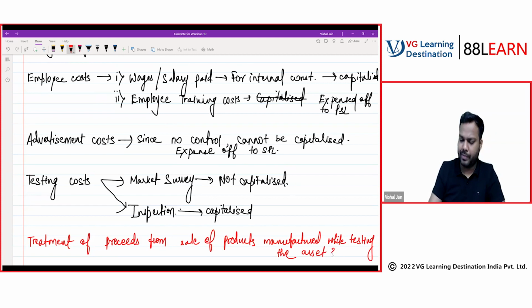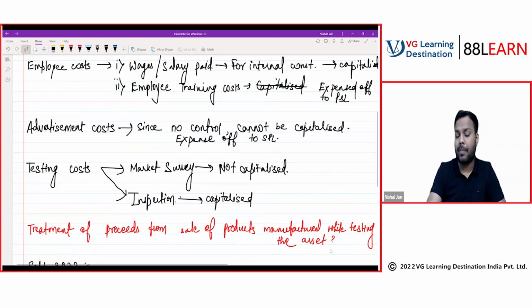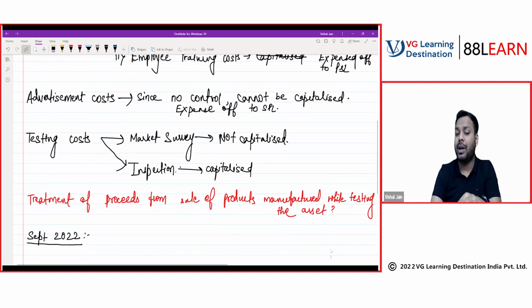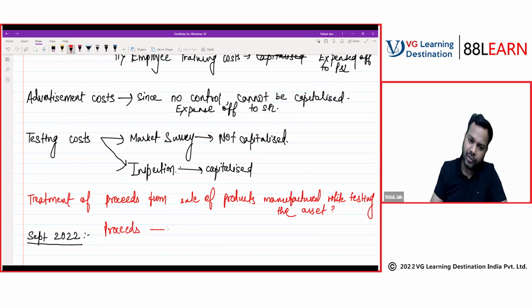While testing the asset, prior to September 2022, we used to say that this will be adjusted with the cost. Basically, we will reduce it from the cost of the asset. But in September 2022 there is an amendment which says that the proceeds have to be transferred to P&L.